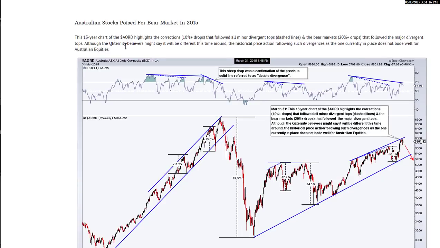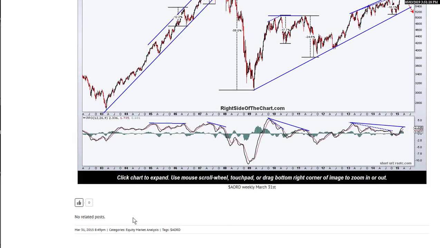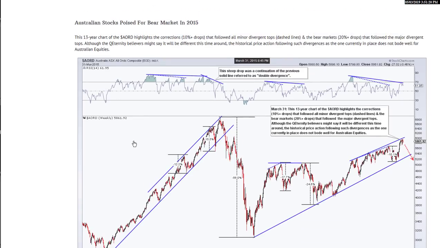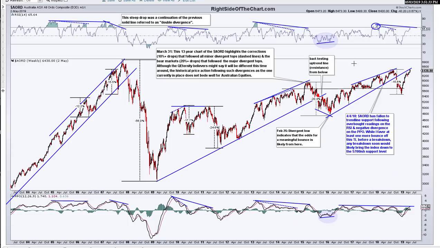This was a post from back on March 31st, 2015: Australian stocks poised for a bear market. The case was made, everything was laid out, it was primed for the move, the divergences were confirmed. And flipping back to the current chart, that's where we were, right here at that point in time. And so that one played out for a 20.4% drop.